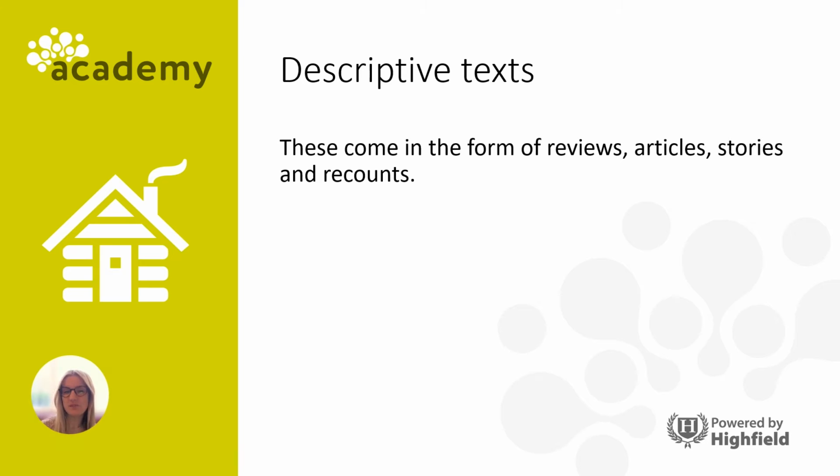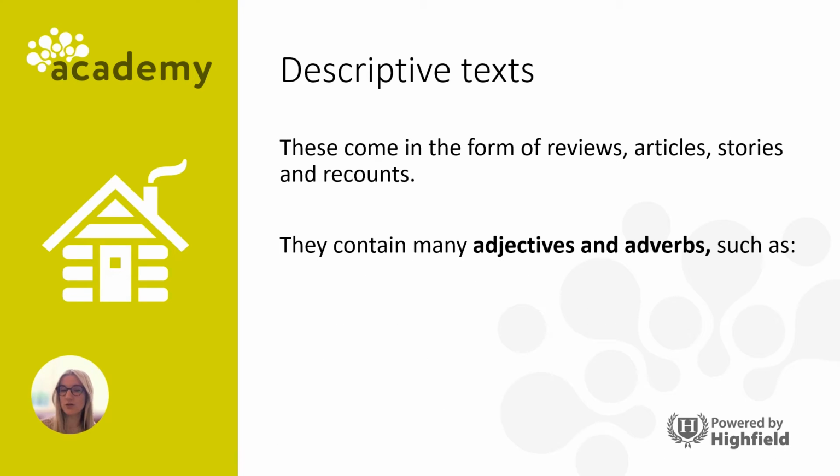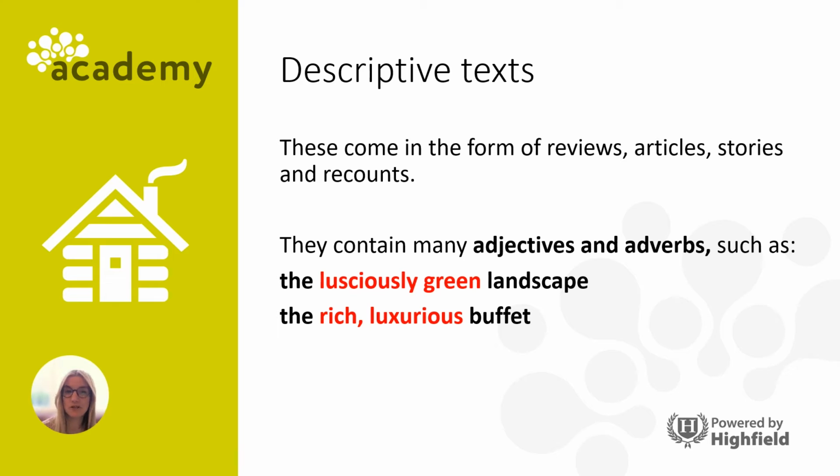So moving on to descriptive text then, these are usually describing something. So it could be a place, a person, an event or a memory. Now they usually come in the form of travel or restaurant reviews, articles, stories or recounts of personal events. Now a descriptive text will usually contain a lot of adjectives and adverbs, so be careful to look out for these. For instance, the lusciously green landscape, the rich, luxurious buffet, the house was large and very comfortable.